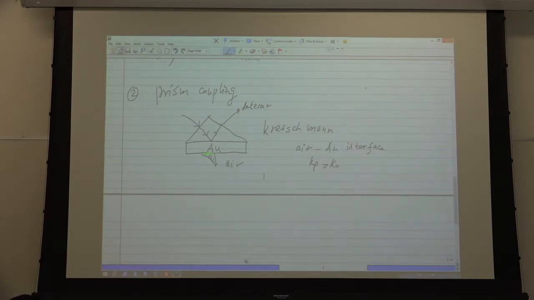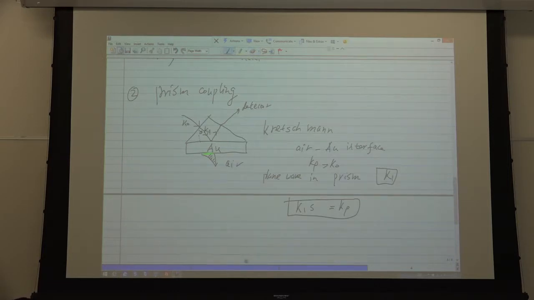So the plane wave now is in the prism. This is K1. Okay, this is K1. So K1 sine theta, it has some theta, everything has theta here. This is called K1. This is K0. So K1 sine theta can be equal to K rho. The phase matching condition is now satisfied.